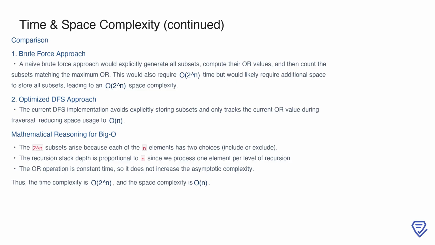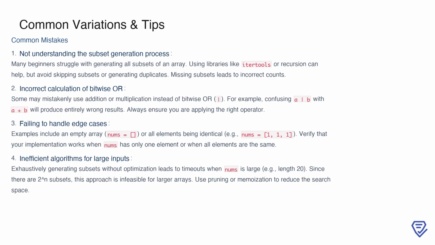One of the most common mistakes when tackling this problem is misunderstanding the process of subset generation. Generating all subsets of an array is a foundational step, but it's easy to either skip subsets accidentally or generate duplicates, especially for beginners. Using tools like recursion or libraries such as itertools can simplify this process, but it's important to ensure completeness and accuracy. Another frequent error is incorrect calculation of the bitwise-OR. Some might mistakenly use addition or multiplication operators instead of the bitwise-OR operator, which is represented by the pipe symbol.